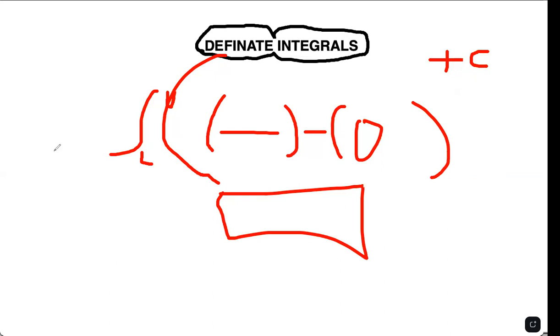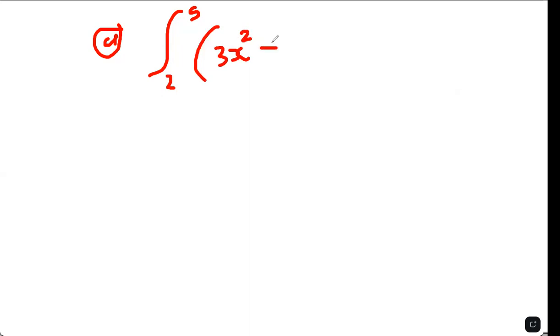Let's look at 2 or 3 questions. The first one is this. A, evaluate the integral, the upper limit that we have is 5, the lower limit that we have is 2, of the function 3x squared plus 2, then dx.